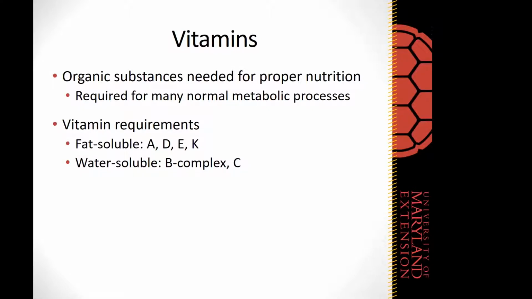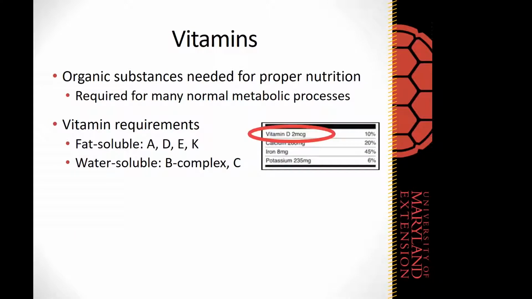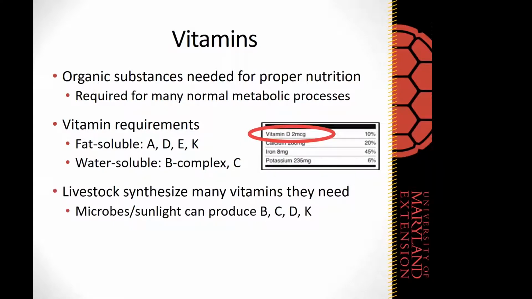Vitamins can be broken into fat soluble and water soluble. So for fat soluble, we have vitamin A, D, E, and K, and water soluble includes all of the B vitamins as well as vitamin C. And of course, we as humans have vitamin requirements, and you'll see a lot of similar requirements between what we require and what our livestock require.